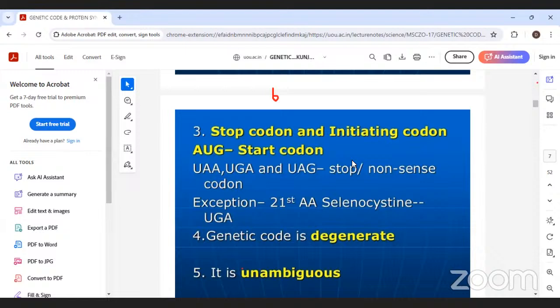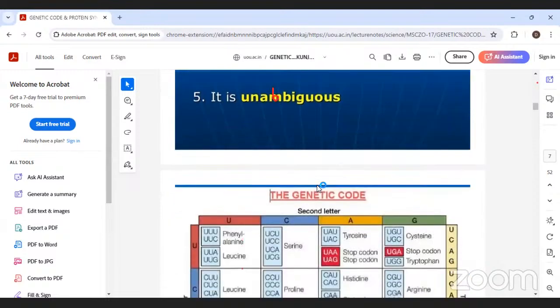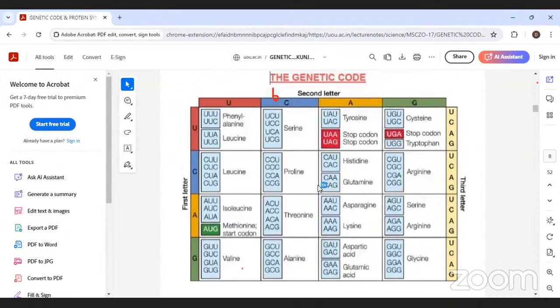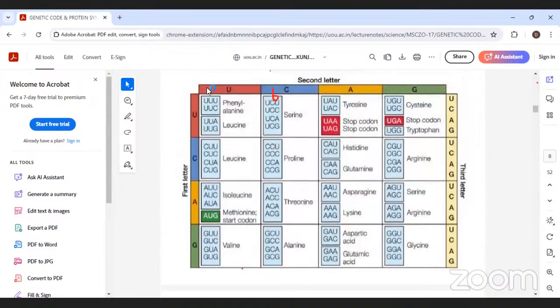The genetic code is called degenerate. Now I will explain: it is an unambiguous codon. See, this is the codon table. These are the first letters and third letters, with U, C, A, G like this.